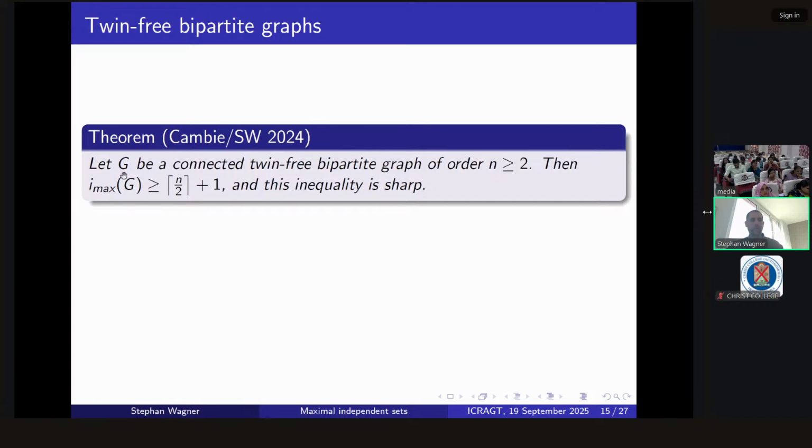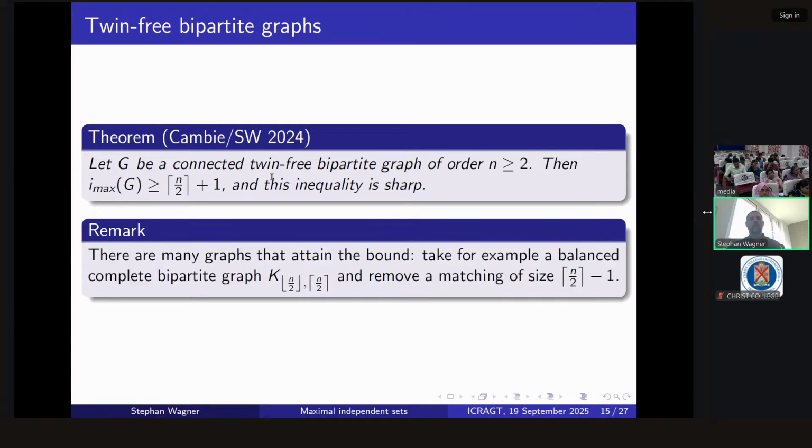It is no longer possible that the number of maximal independent sets is logarithmic in the size. It already has to be linear in the size. In fact, the lower bound here is basically n over 2, rounded up and added 1, but essentially n over 2. Linear in the size. This inequality is sharp, and there are explicit constructions. So there are in fact many graphs that attain this bound.